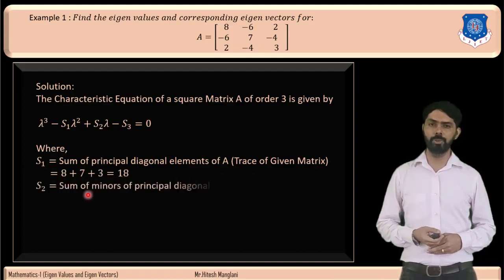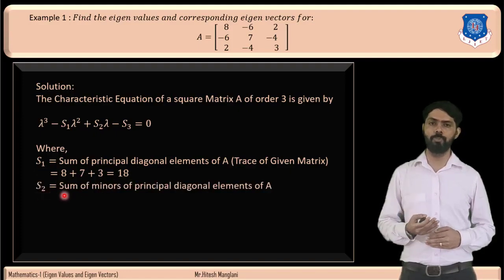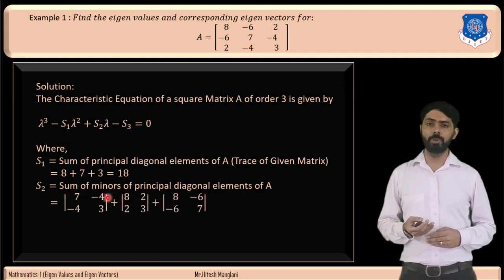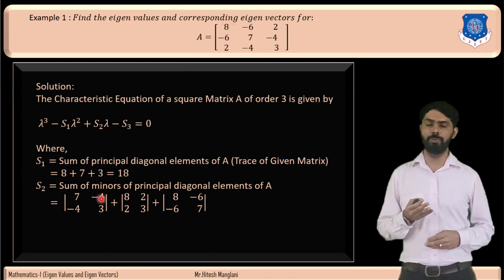Now we will find s2. s2 is equal to the sum of minors of principal diagonal elements of A. First we find the minor of 8. Here 8 lies in the first row and first column, so we hide the first row and first column. The matrix will be 7, minus 4; minus 4, 3, and we take the determinant of this matrix.